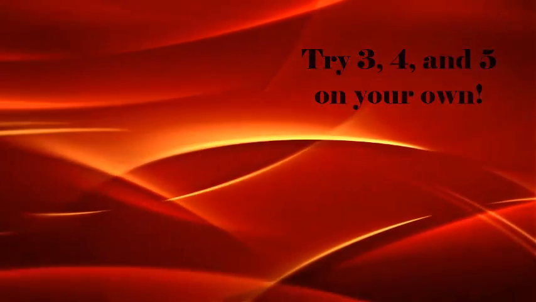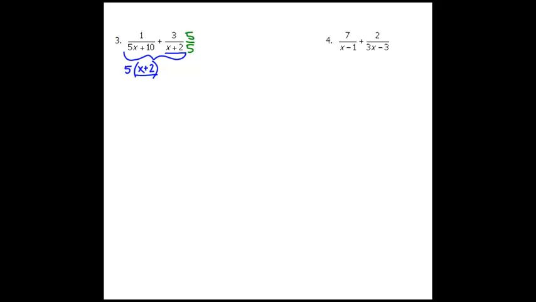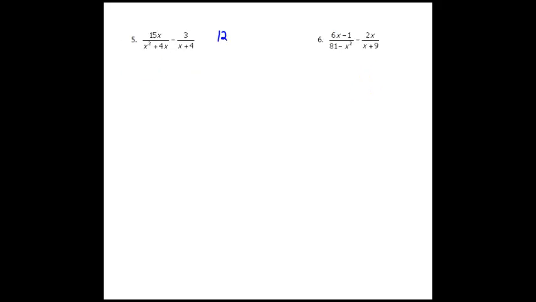For question 4, I got 23 over 3 times the quantity x minus 1. For number 5, I got 12 over x plus 4. Now that one you had to cancel out a common factor at the end, because you should have gotten maybe before that step a 12x over x times the quantity x plus 4. Well, I have a common factor here. They're attached by multiplication, and I can just cancel those out.